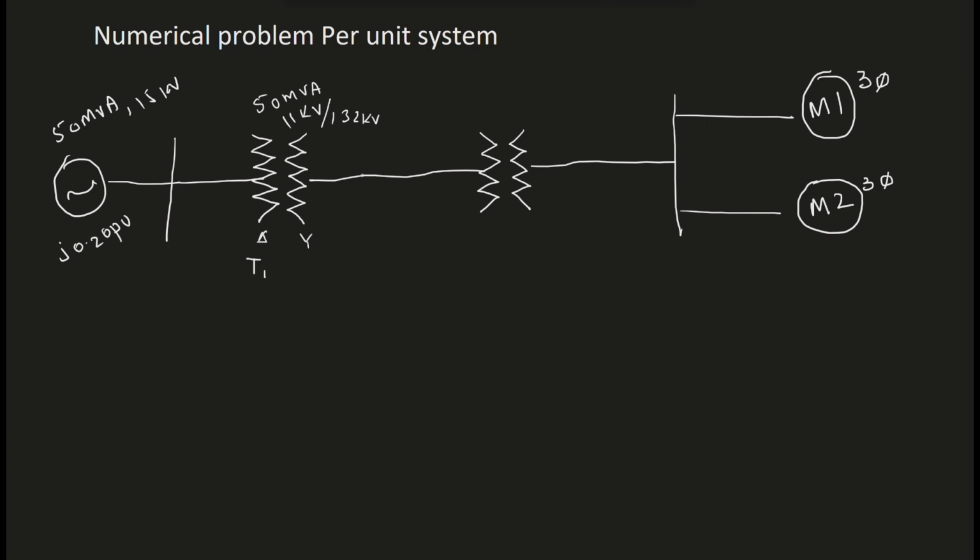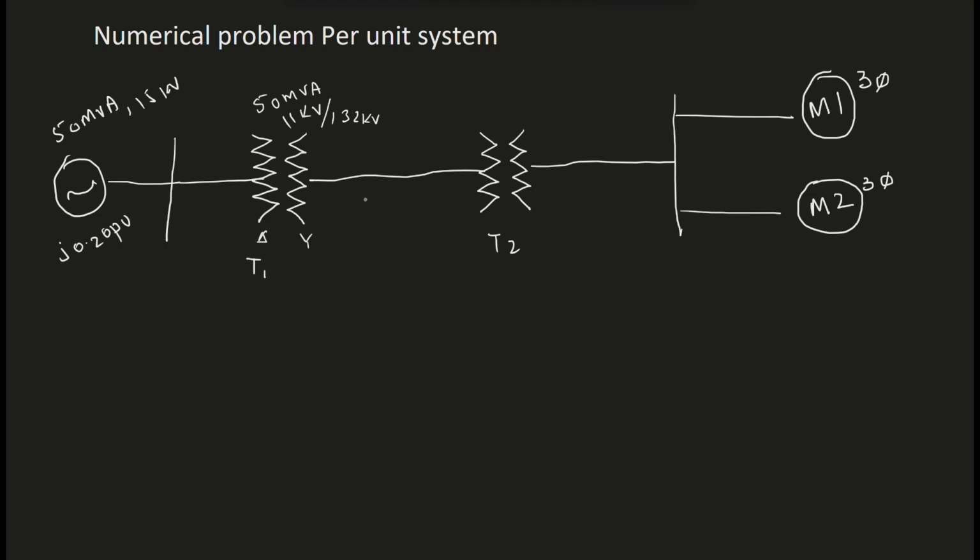Before the transmission line, we have transformer 1 and transformer 2. Transformer 1 has a rating of 50 MVA and is rated at 11 kV. It is a step up transformer, so it converts 11 kV to 132 kV.